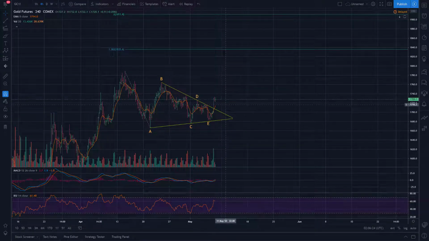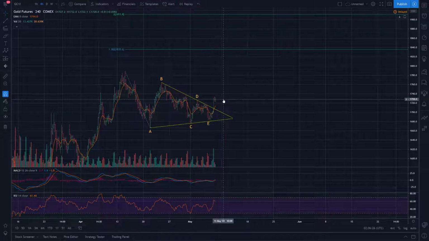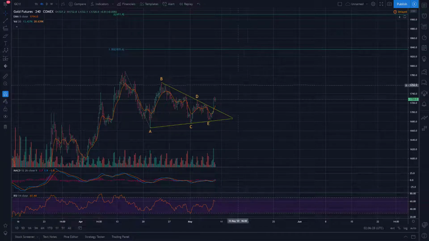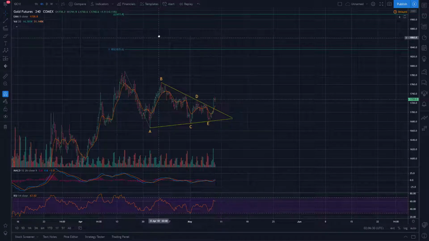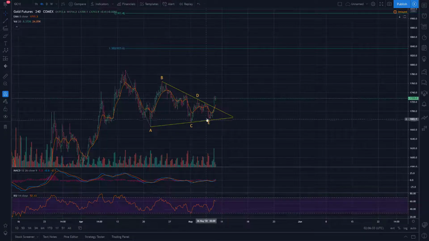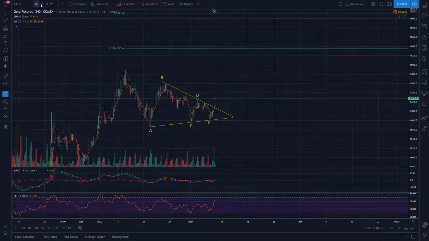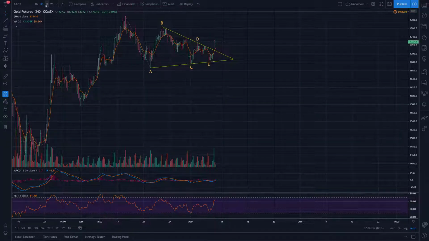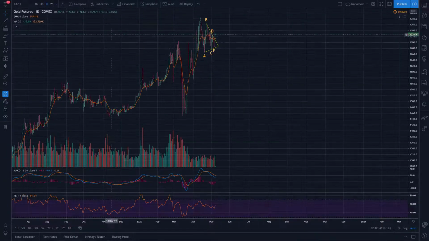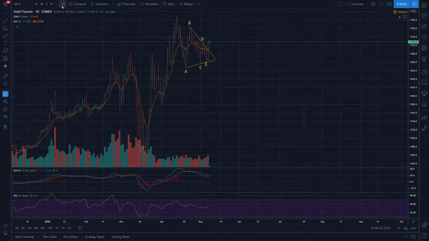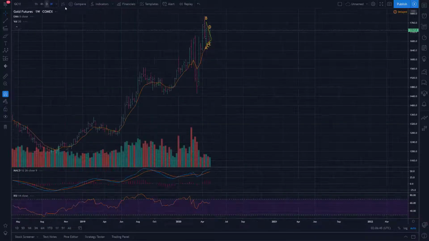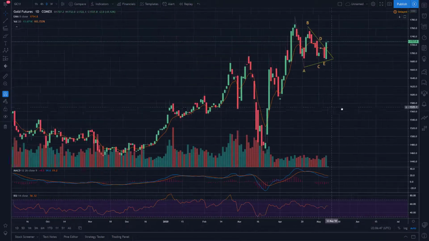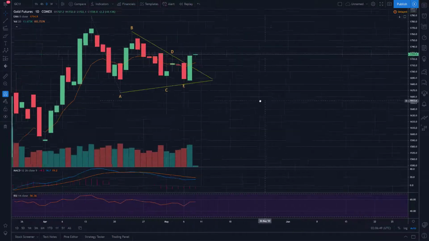So from a current level of 1728 or so, that's a nice setup. Another thing that gets me thinking that this E wave is complete. Now, if I go to the daily chart here on the futures, you won't see this on GLD because it doesn't reflect overnight moves, but the futures do.